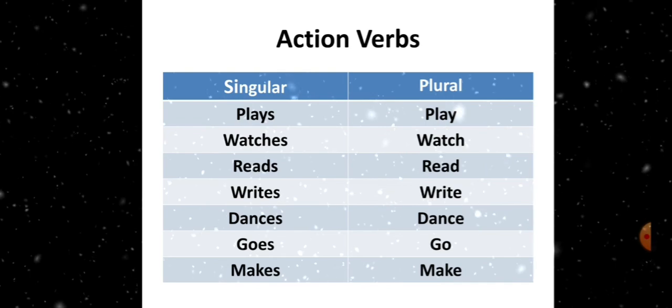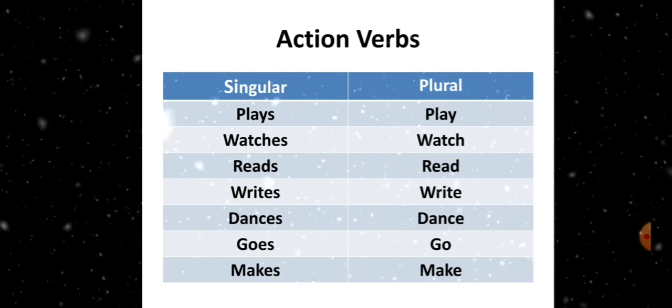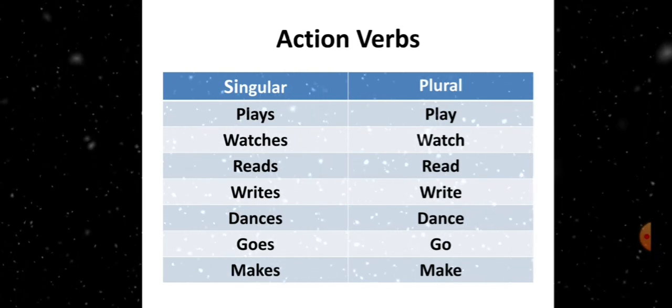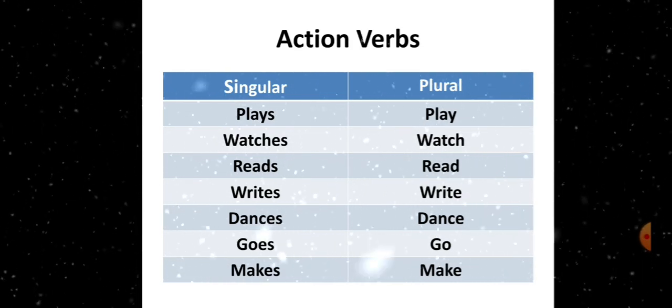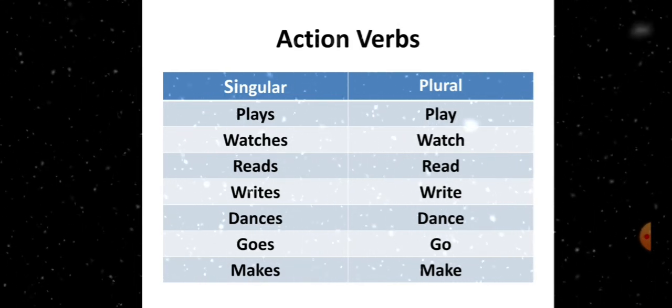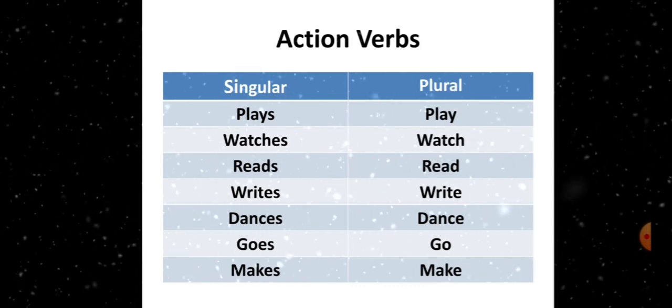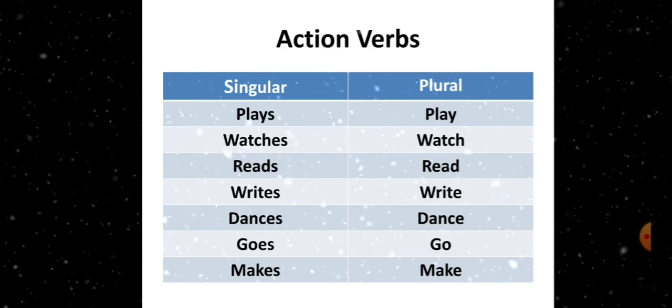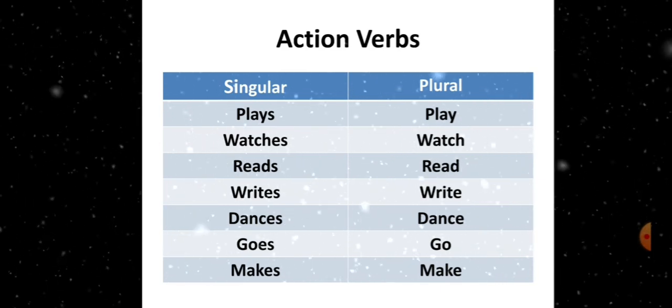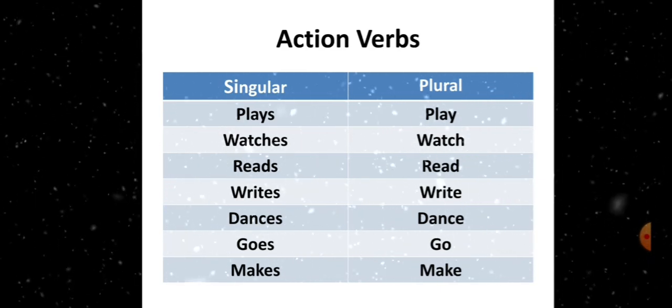So all these forms are naturally considered as, generally considered as plurals. And to convert these forms into singulars, you need to add s to the verb. Play is plural and plays is singular. Write is plural and writes is singular. Dance is plural and dances is singular. Okay, to convert them as singulars, you need to add s to the verb.